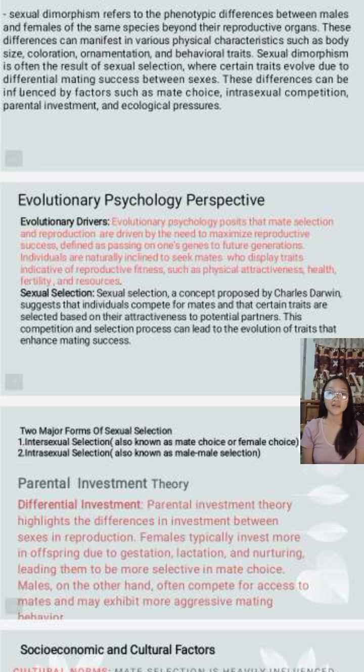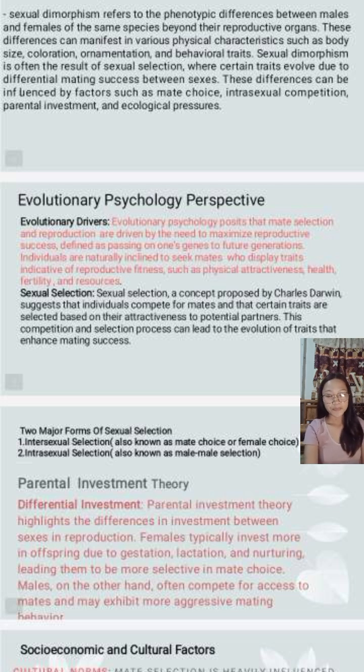Now we'll proceed to the evolutionary psychology perspective. First is the evolutionary drivers. Evolutionary psychology posits that mate selection and reproduction are driven by the need to maximize reproductive success, defined as passing on one's genes to future generations. Individuals are naturally inclined to seek mates who display traits indicative of reproductive fitness such as physical attractiveness, health, fertility, and resources.